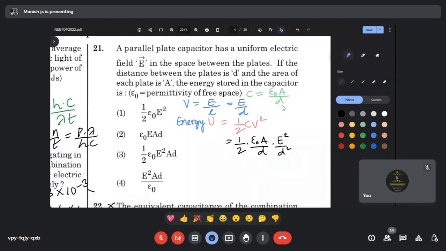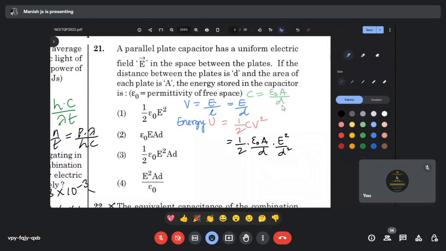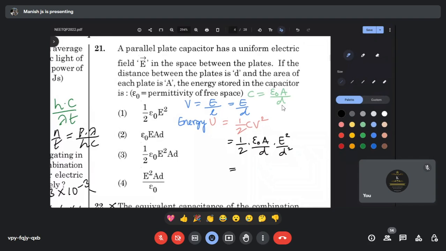Finally, you go for a simplification. When you simplify this, what final relationship are you getting? Half epsilon naught A E square by D cube. But we don't have a D cube option here. Just check this one relation: the electric potential gradient relationship, E is equal to, if you go for a rearrangement, E into D.